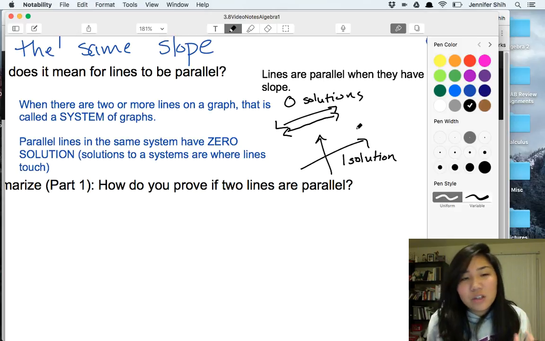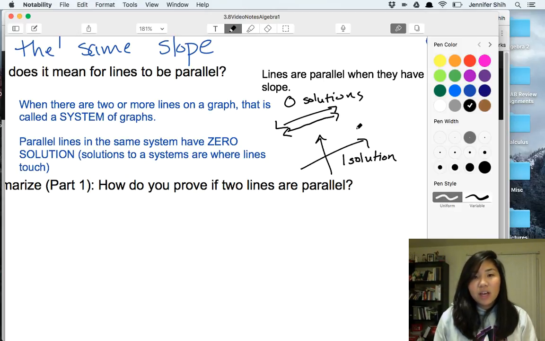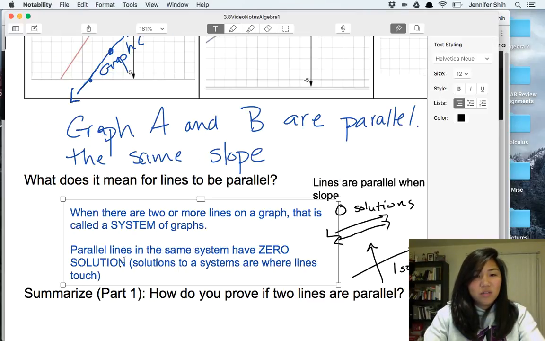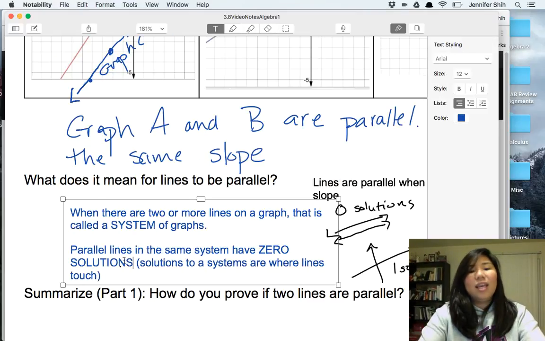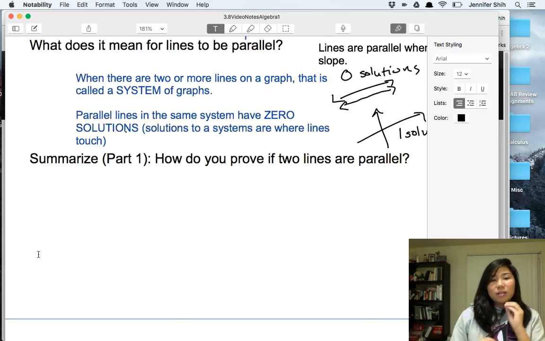There's also a situation where they touch an infinite amount of times, but for this video, parallel lines have zero solutions. This should say solutions. It doesn't. It says just solution, but parallel lines in the same system have zero solutions.